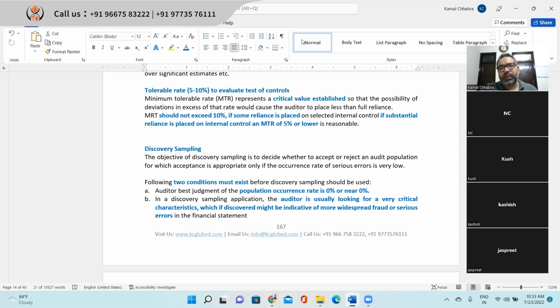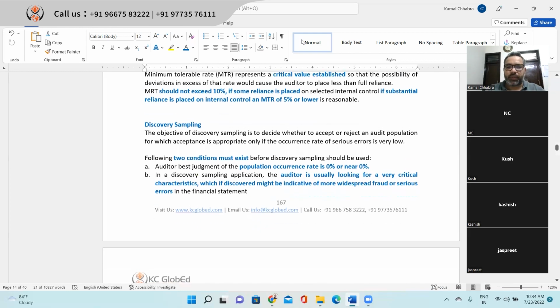So now we are discussing control. Here, if the misstatement is more than the tolerable error or tolerable limit, then it may result in placing less reliance on the control than could otherwise have been placed, right? And this should not be more than 10% if some reliance is placed on the selected control, if substantial reliance is placed, right? So next, sampling technique.